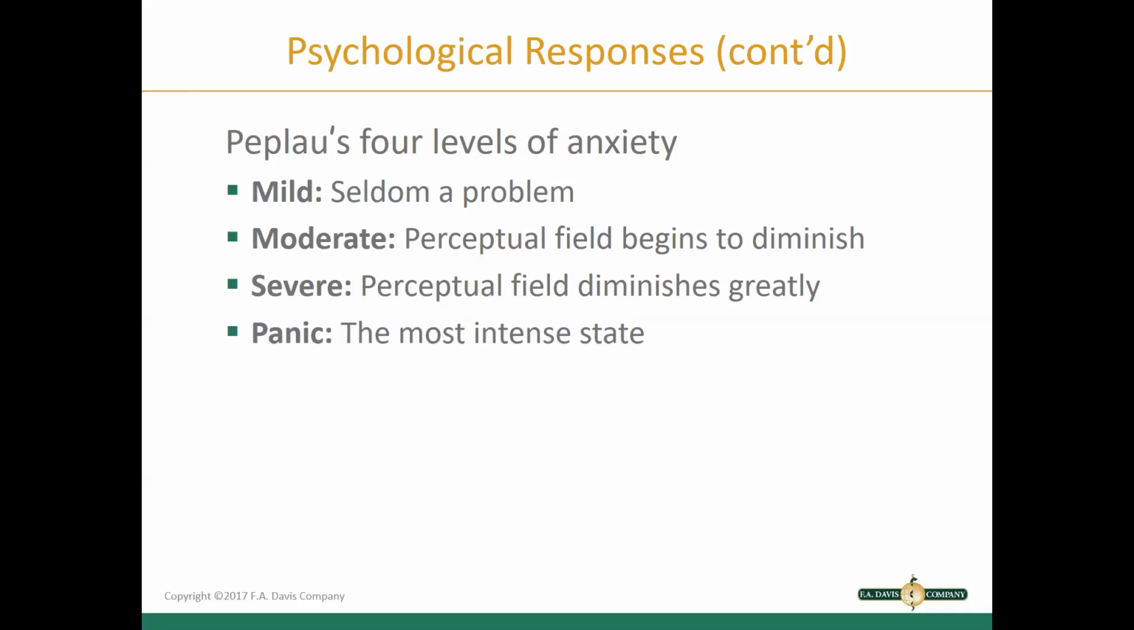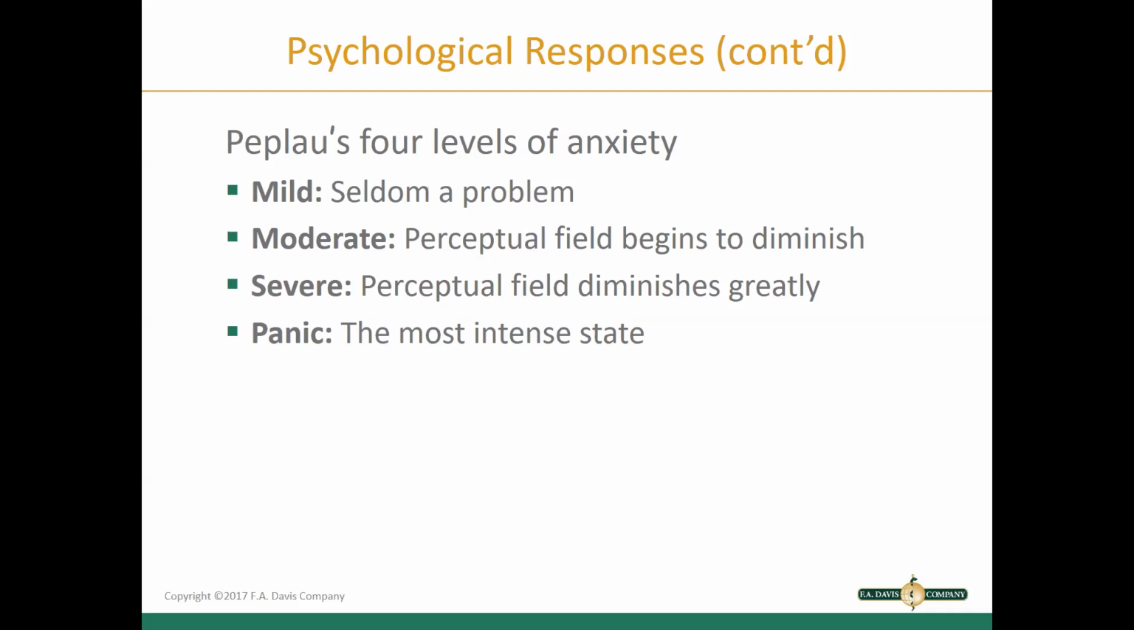And then our moderate anxiety. The perceptual field diminishes. The individual becomes less alert to events occurring within the environment. Attention span and ability to concentrate decrease, and assistance with problem solving may be required. And then there's an increase in muscular tension and restlessness.